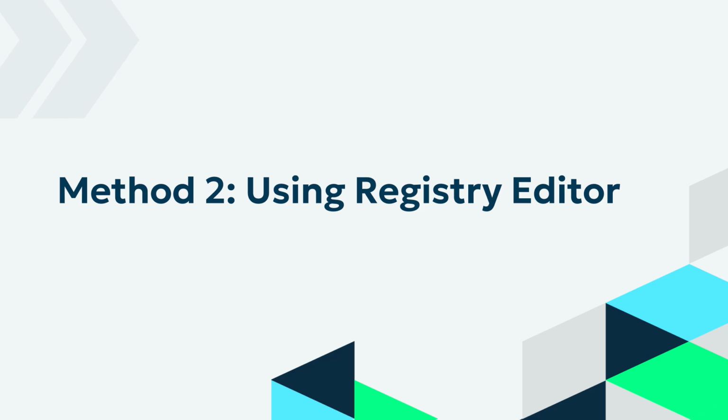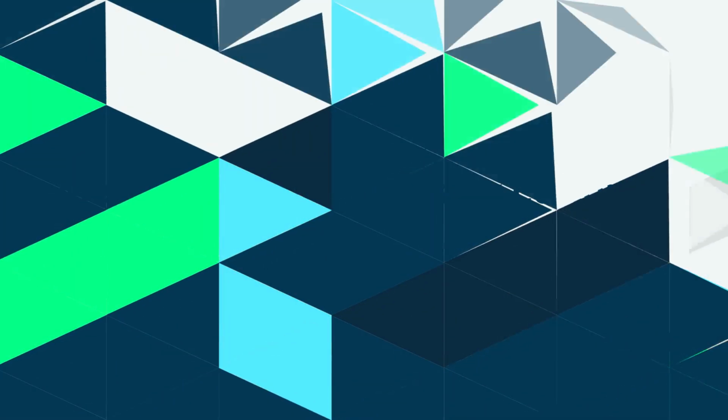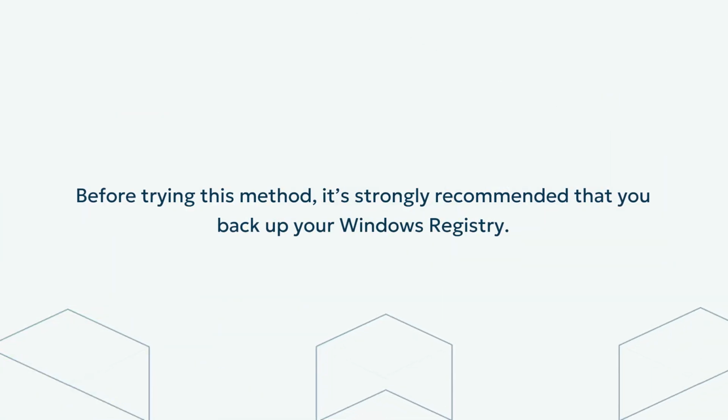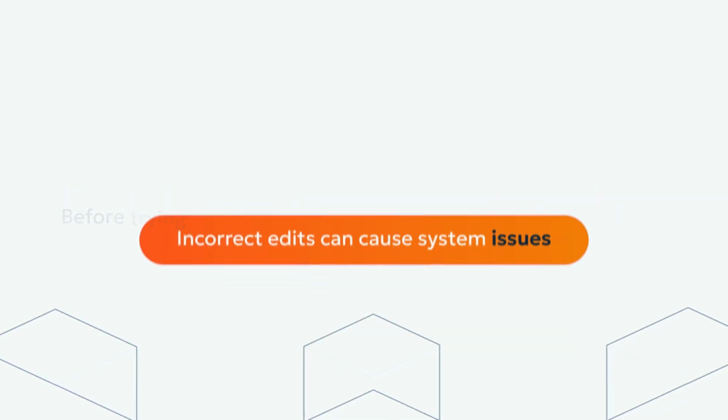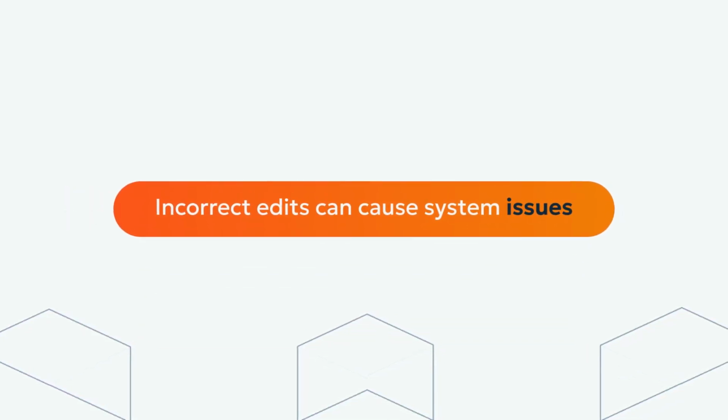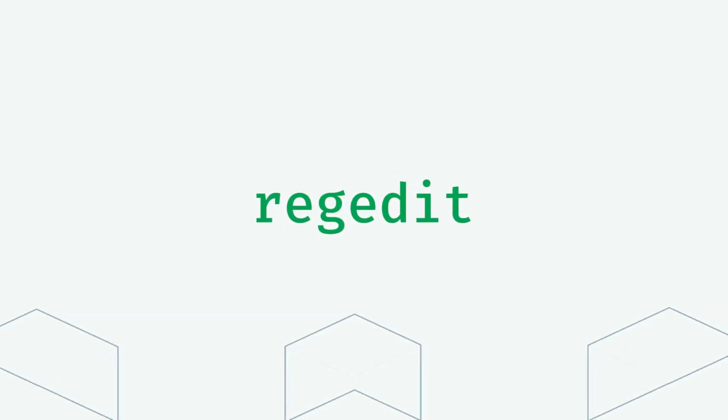Method 2: Using Registry Editor. Before trying this method, it's strongly recommended that you back up your Windows registry. Incorrect edits can cause system issues. Press Win+R, type regedit, and press Enter.